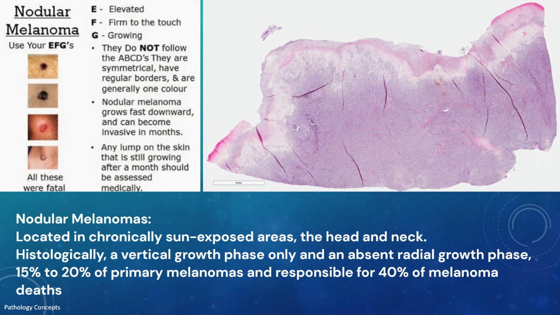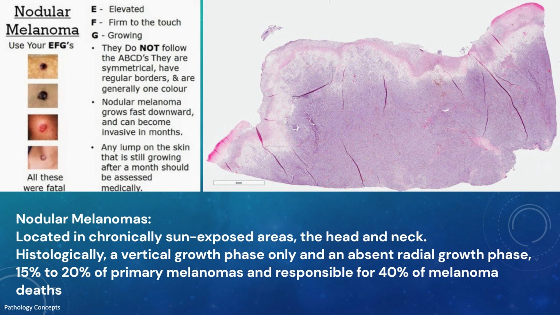Second is nodular melanoma. They do not follow the ABCD. They are symmetrical. They have regular borders and are generally of one color, but they are elevated, firm to touch and growing. So here EFG is applied. Nodular melanoma grows fast downward and can become invasive in months.